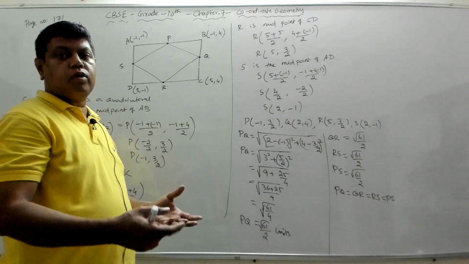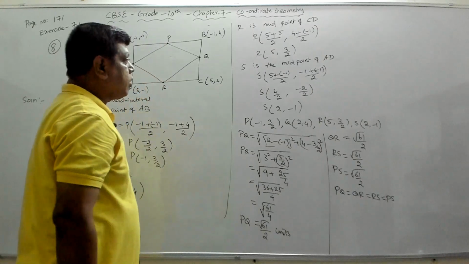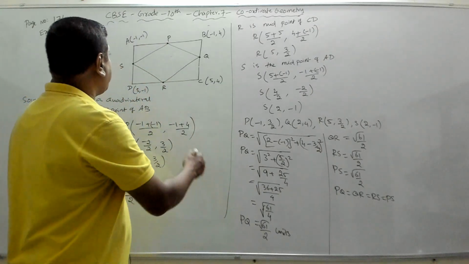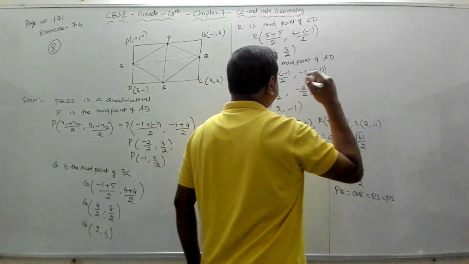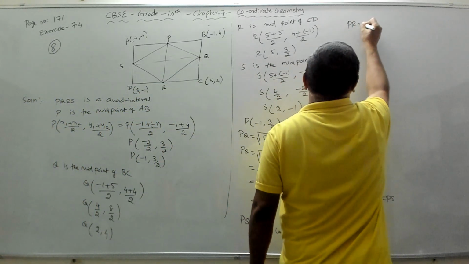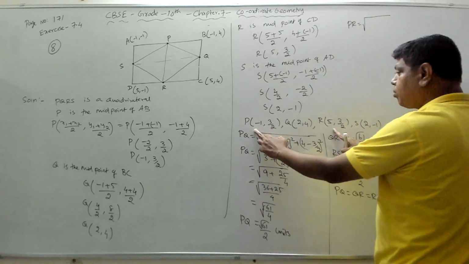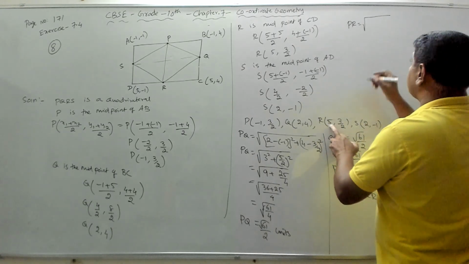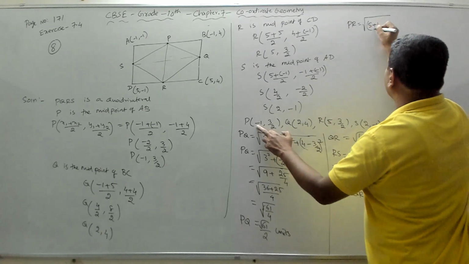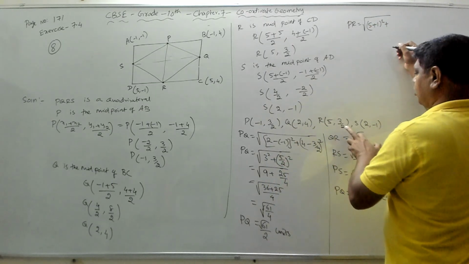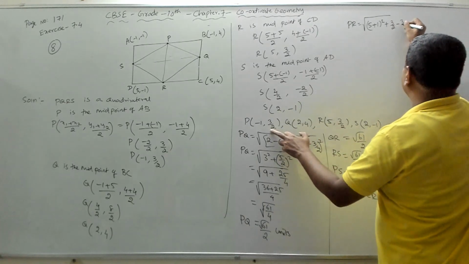To check whether it's a square or a rhombus, we have to find the length of the diagonals, which means we should find PR and SQ. Let's find PR. We apply the distance formula between P and R. x2 minus x1, minus of minus 1 is plus 1, the whole square, plus y2, 3 by 2, minus y1, that is 3 by 2, the whole square.